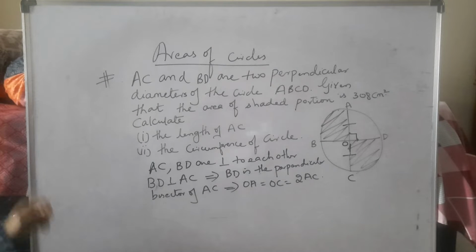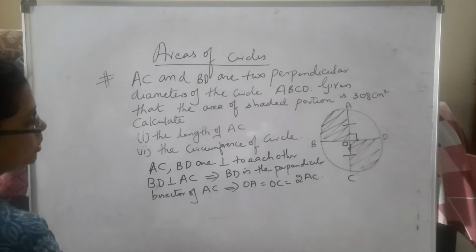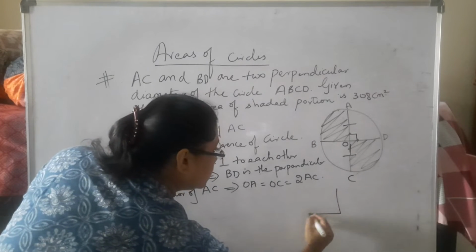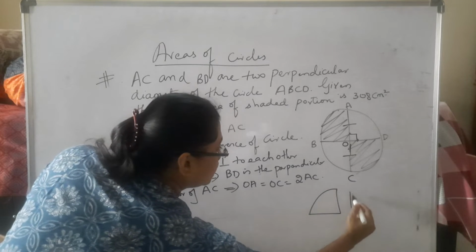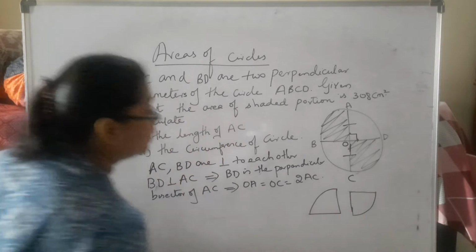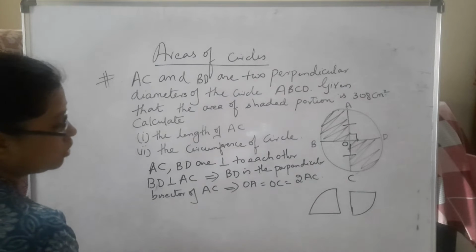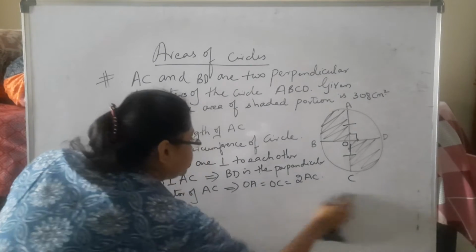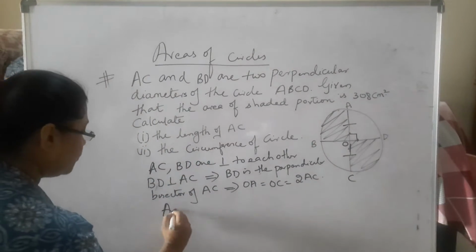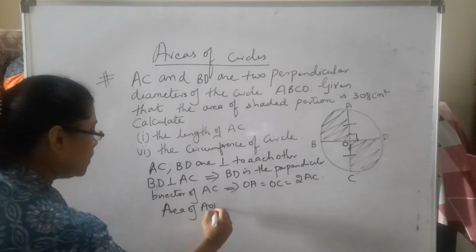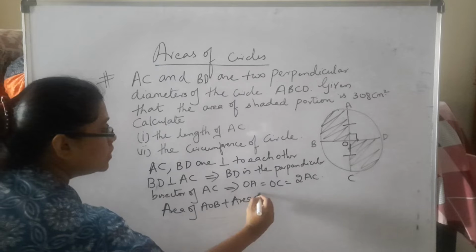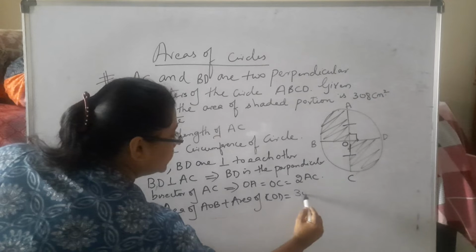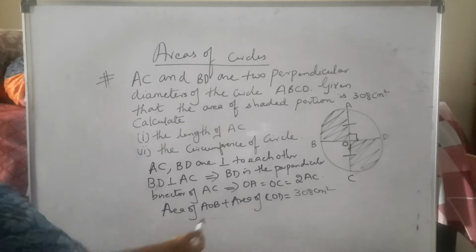If you look at the question, how are AOB and COD looking? This is AOB, right? This is COD, isn't it? Are they looking like quadrants or not? Half of a semicircle, isn't it? So we're going to write that area of AOB plus area of COD is given as 308 centimeters square.